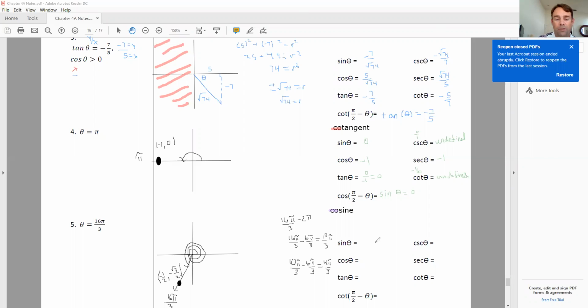So now we can go ahead and write everything in here. Sine is -√3/2. Cosecant will be the reciprocal of that, so -2√3/3. Cosine is -1/2. The reciprocal would be -2. Tangent on this one will be y/x, so let's figure that out real quick.